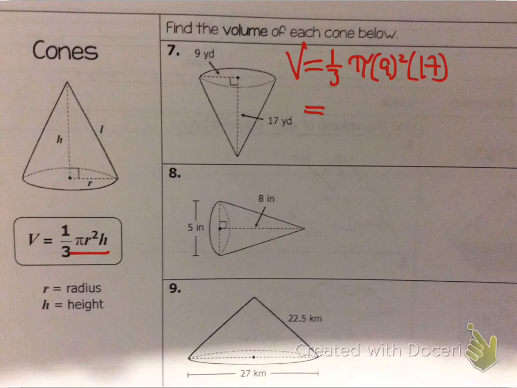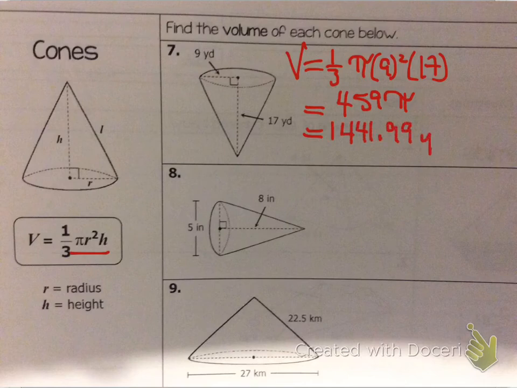Again, if you wanted to do this in terms of pi, you would just do all the other stuff. So 9 squared times 17. Here, I can get 459 pi. And then if I want the numerical answer, I could do that: 1,441.99 cubic yards. Go from there.